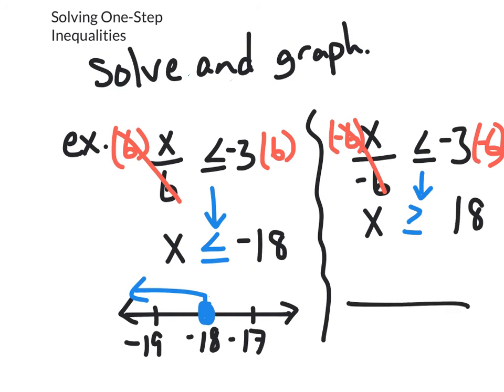On the right-hand equation, you will see here that I ended up with a positive 18. So there's 18. Once again, I'm going to have 17 here, and I'm going to have 19 to the right of it. And once again, I'm going to use a closed circle on this because this is an equal sign. But x is greater than or equal to. Greater than is going to tell me to go to the right.